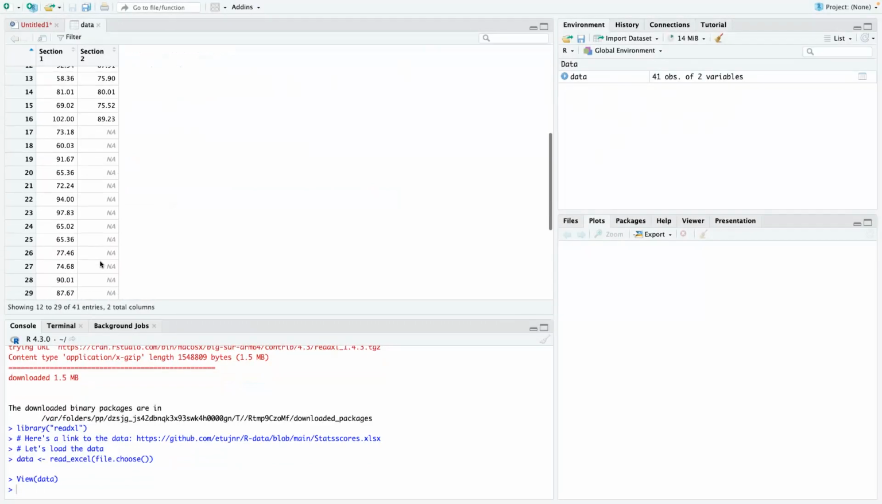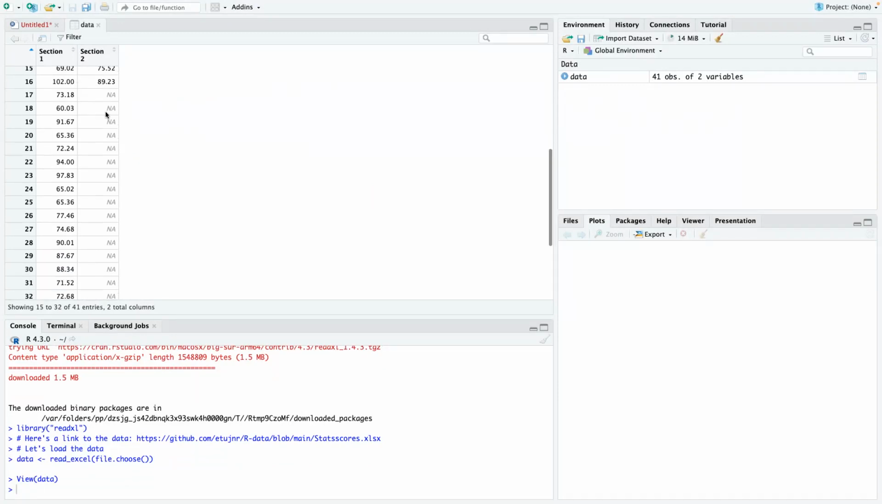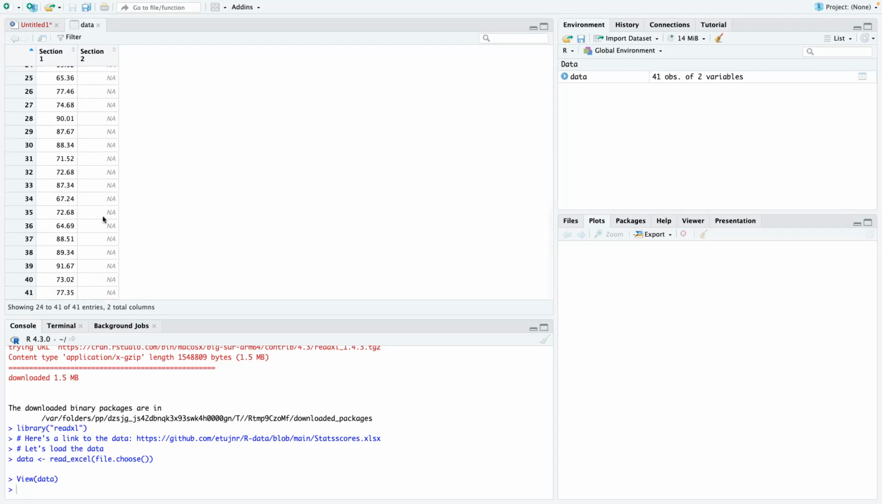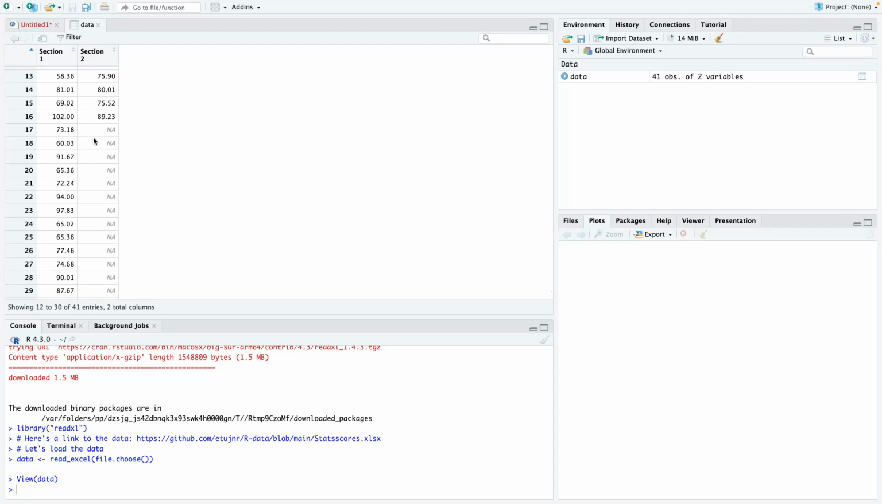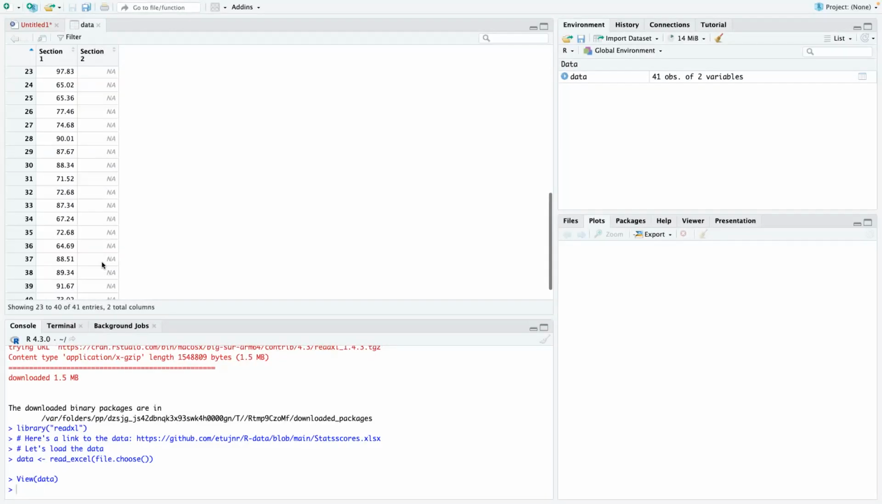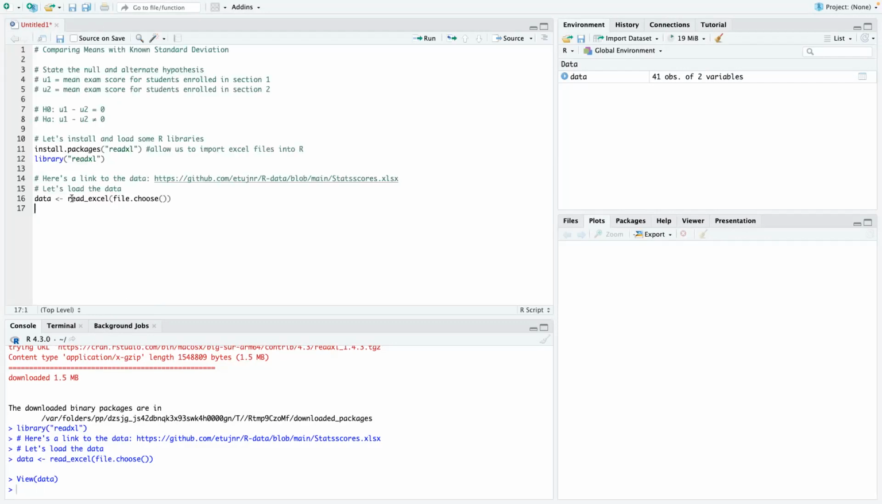But what you would notice is that because they are not the same length, 41 versus 16, we have a lot of NAs, right? So R sees it as missing values. So we would have to clean this data in order to take out, or just delete, these rows that are basically missing or don't have any information in them. So that was section 2.